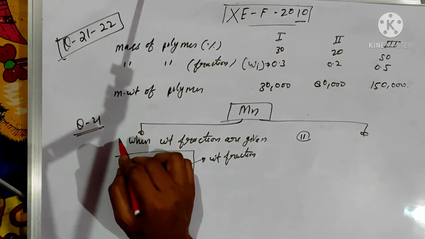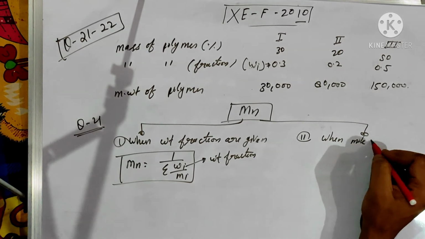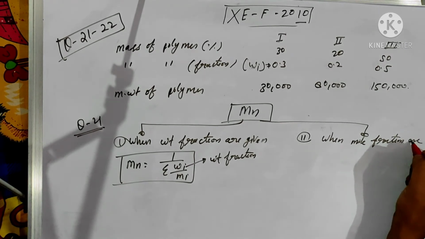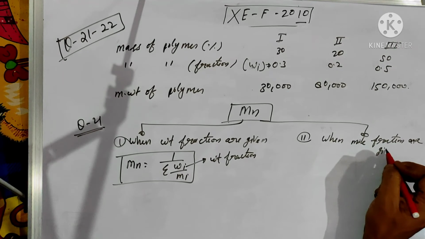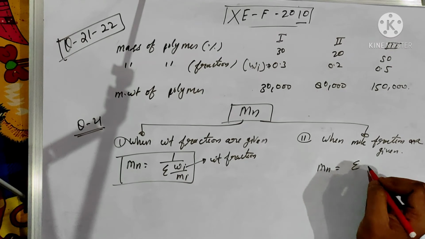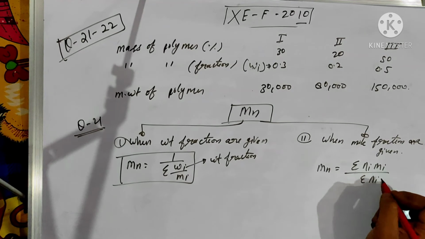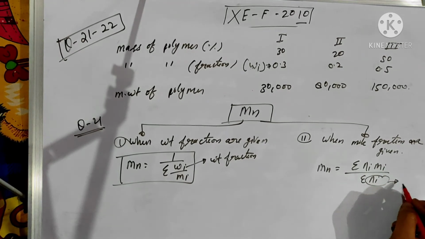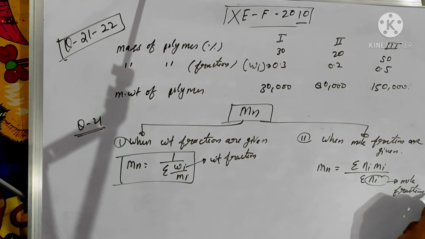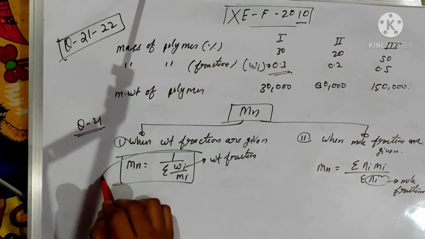Second case, when mole fractions are given, then use this formula. Mn is equal to the summation of Ni into Mi divided by the summation of Ni, where Ni is the mole fraction. Then in the given question, weight fractions are given, so use the first formula.